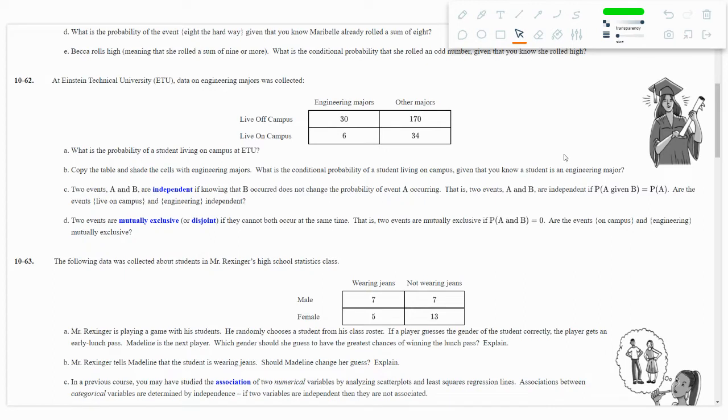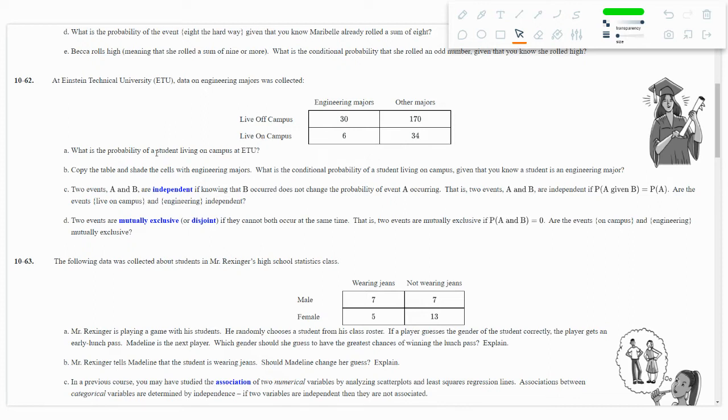So at Einstein Technical University, ETU, data on engineering majors was collected. So it says in this table that there are engineering majors and other majors. And then there are also people that live off campus and live on campus. So if you think about U of I campus, as our best example, people that live on campus are literally in the university. So whether they're in a dorm, whether they're in an apartment within the university, that's what's on campus. And then living off campus is the rest of Champaign or rest of Urbana outside of campus. You guys know what's off campus, what's on campus.